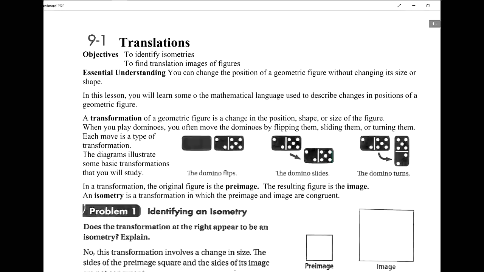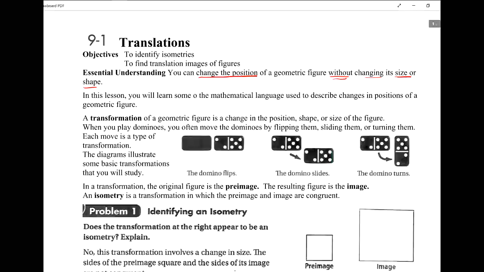9.1 Translations. Okay, in this chapter, we're going to talk about changing the position of a figure without changing size or shape. And this section is on translating.